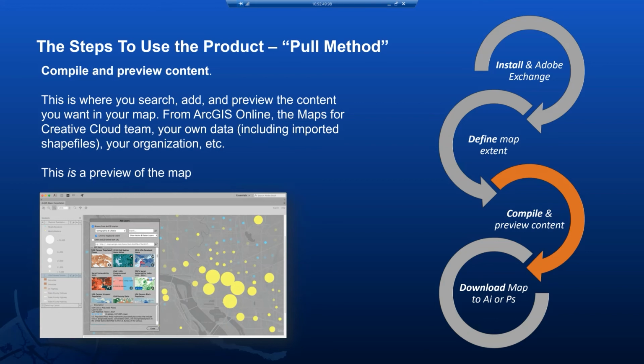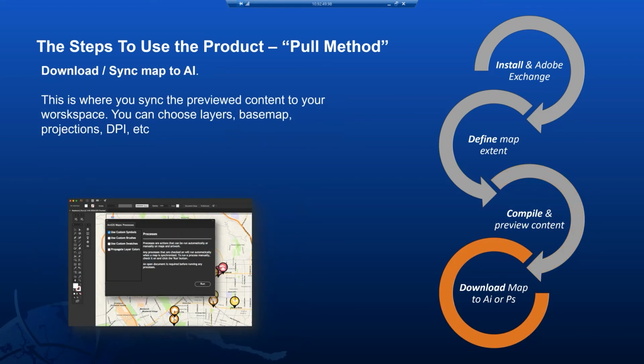And then finally, the last step for using this method of the extension is the download sync. This is where you push all of the extent and all of the content into Adobe to finalize the design. So the ingredients and the materials are all there now. You just need to finalize it.